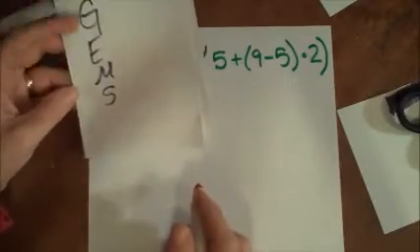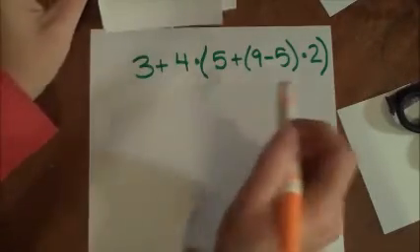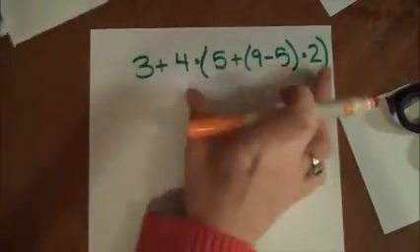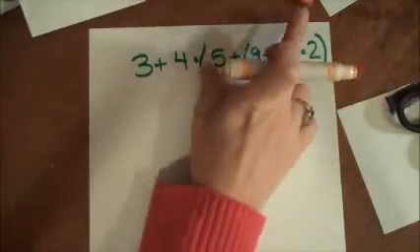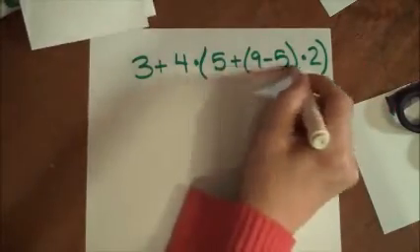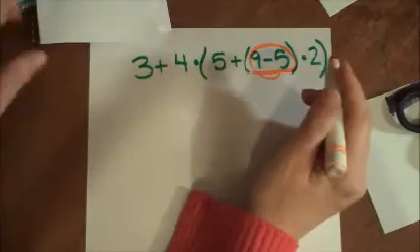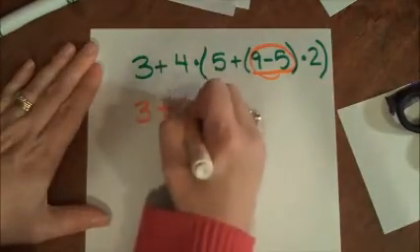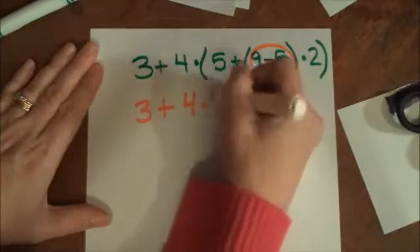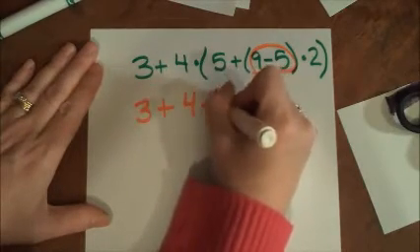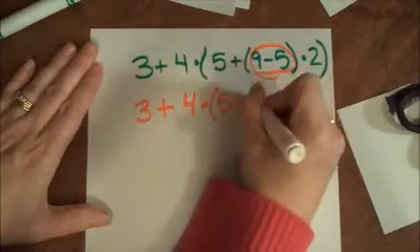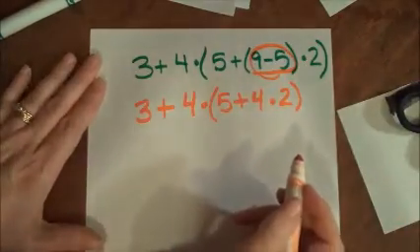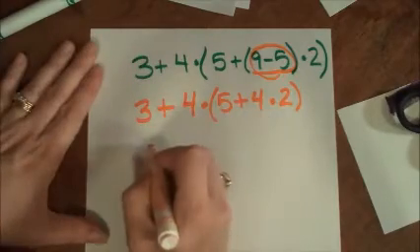Last practice problem involves two sets of parentheses. I have to evaluate what's in the grouping, and so when I look at my biggest grouping, inside it is a grouping, which means this is what I would do first. Still doing one step at a time. 3 plus 4 times 5 plus 9 minus 5 is 4 times 2. Still working inside the parentheses to evaluate this first.